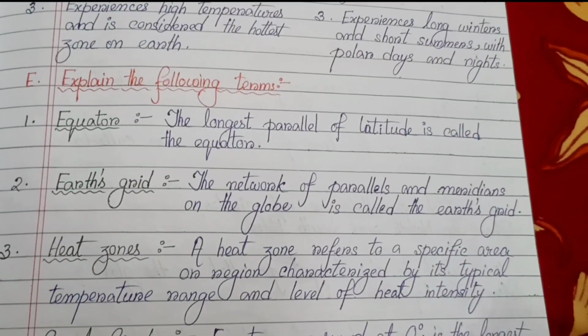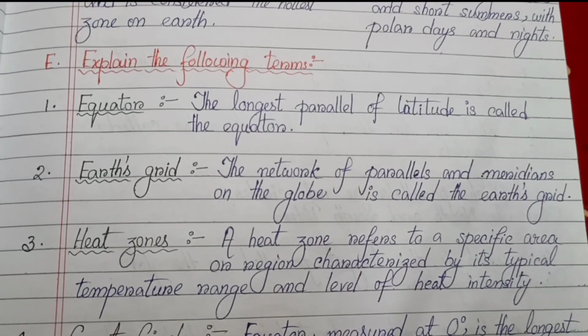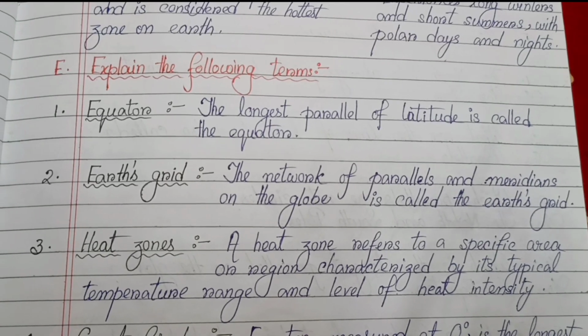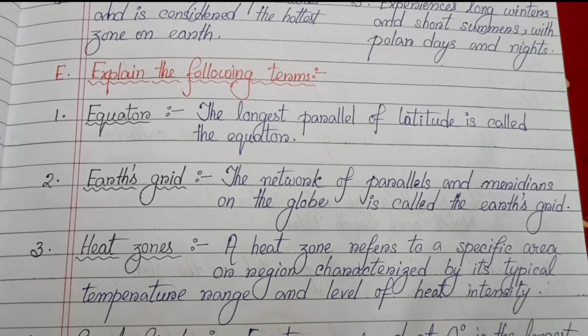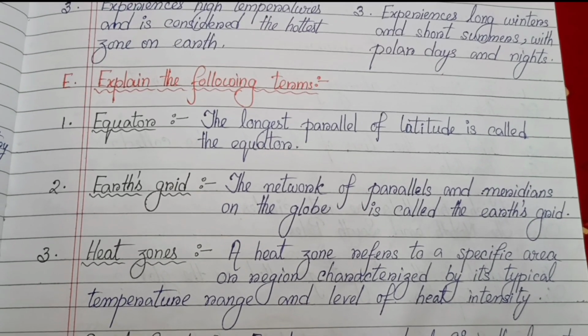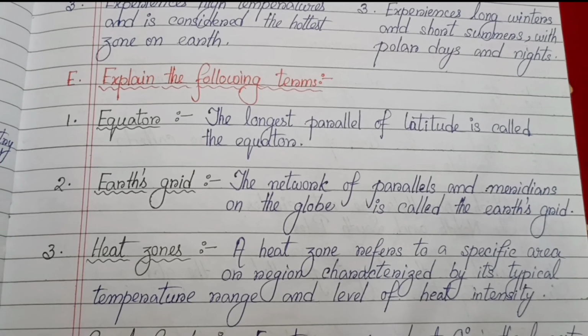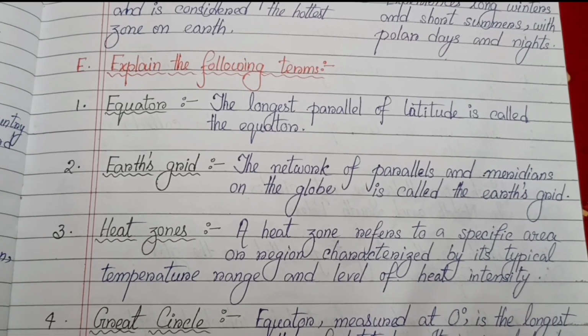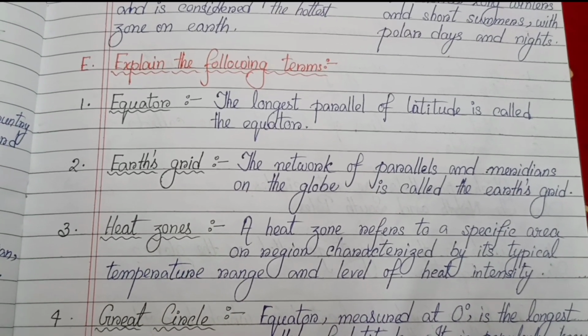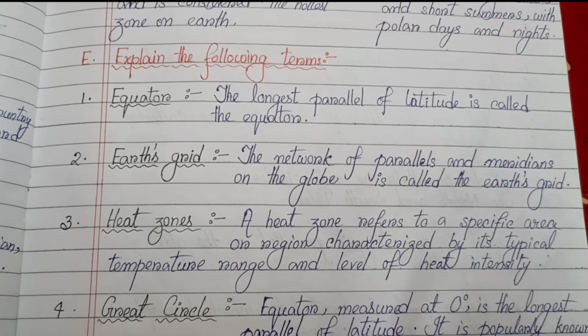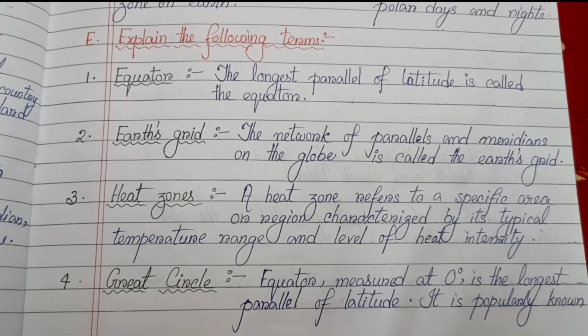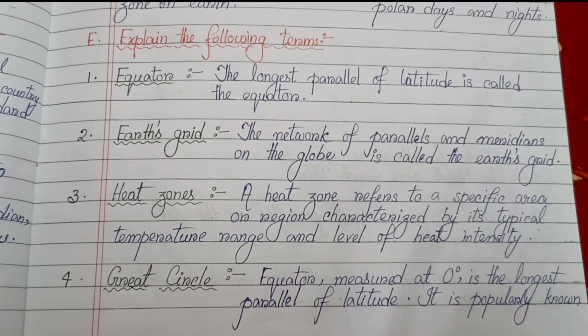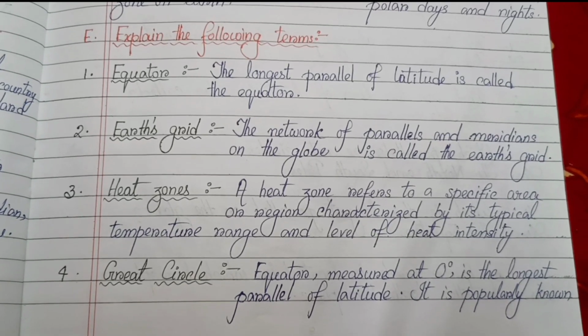Number E, explain the following terms. Number 1, equator. The longest parallel of latitude is called the equator. Earth's grid. The network of parallels and meridians on the globe is called the Earth's grid. Heat zones. A heat zone refers to a specific area or region characterized by its typical temperature range and level of heat intensity.